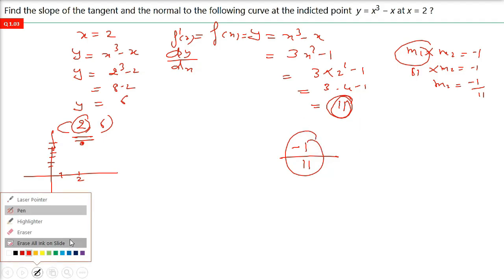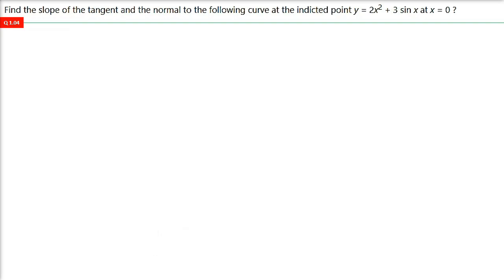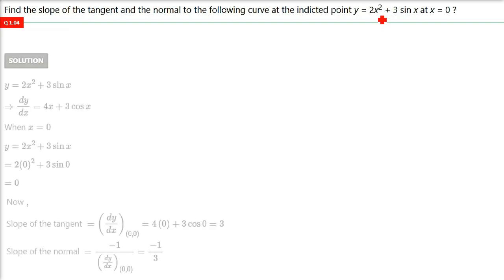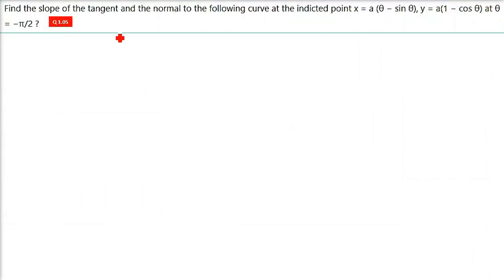So let me show you how you're going to solve it. This is how you're going to find out. y is equal to 2x square plus 3 sin x at x equals 0. So this is almost similar to what we have done, and finding the value of y is not that essential until y is involved. This question has a parametric touch. We will do this one, and y is a(1 plus cos theta) at theta equals negative pi by 2. We have to find out dy by dx.